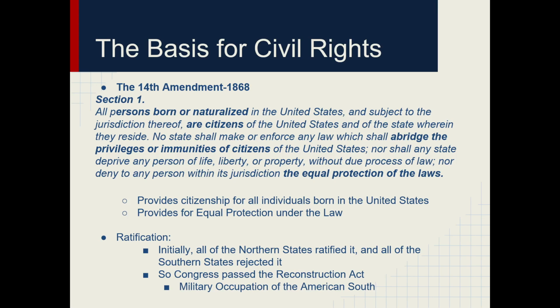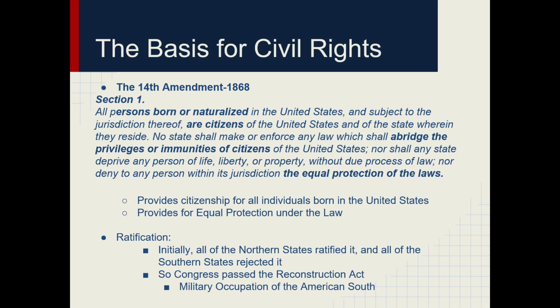This is a law that says all freed slaves and their children, they are citizens of the United States, and therefore they enjoy equal protection under the law. Their rights cannot be violated expressly by any state law. Now, all the northern states were for this. All the southern states rejected it. So Congress says, you know what? We're going to pass it, but now we are going to pass something called the Reconstruction Act 2.